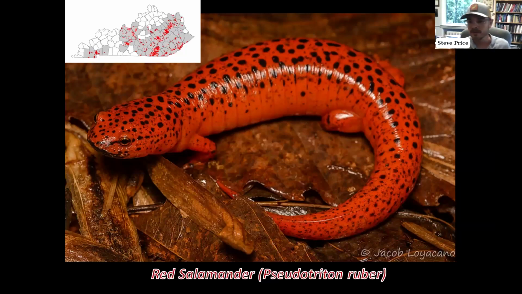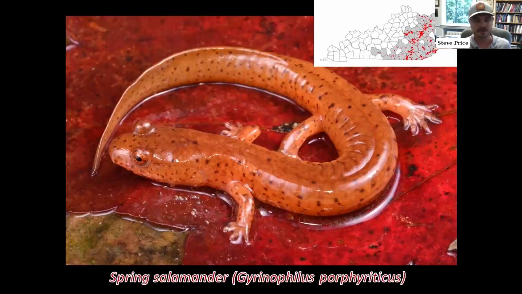A similar looking species to the red salamander is the spring salamander, Gyrinophilus porphyriticus. So one of our larger stream-associated salamanders in Kentucky, big bulgy eyes, usually salmon colored with small speckles of black along the body. And like most amphibians, these salamanders will eat whatever they can fit in their mouth.